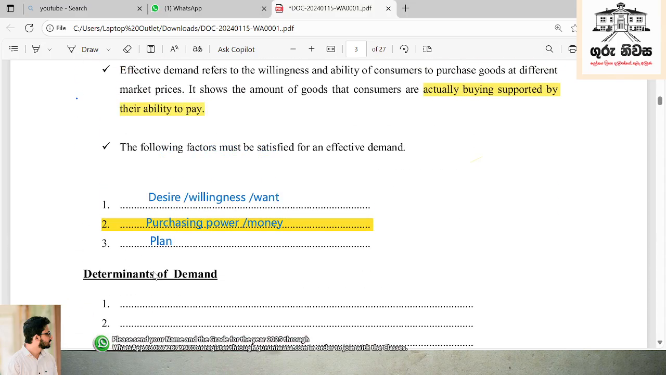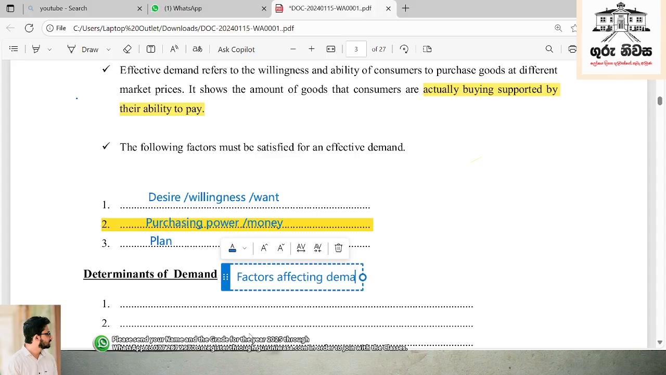Next one, very important topic: demand, determinants of demand. This is called factors affecting demand. Within brackets, write down factors affecting demand.